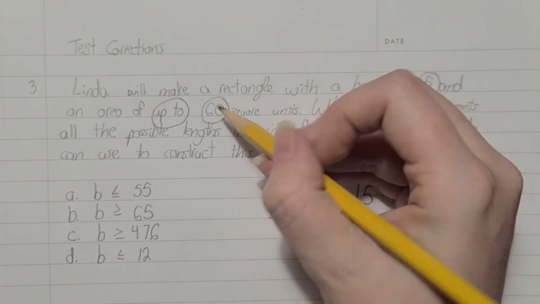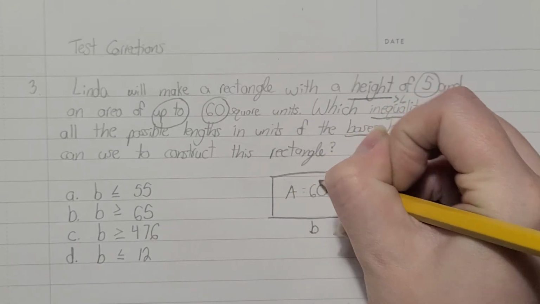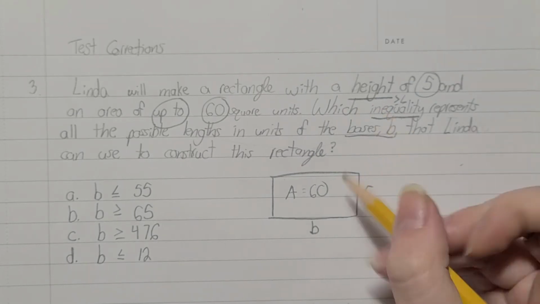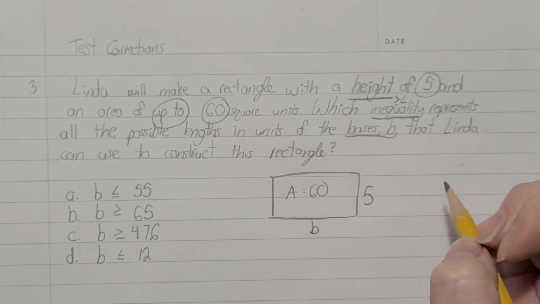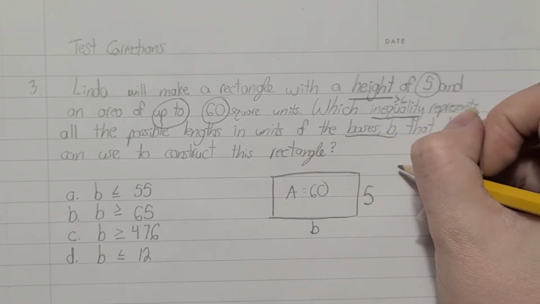All right, so if we're saying our area is up to 60, we're not going to say it's equal to, but it's up to 60. This is 5. What could our base be? So let's go ahead and solve it, and then we'll plug in our inequality sign afterwards.